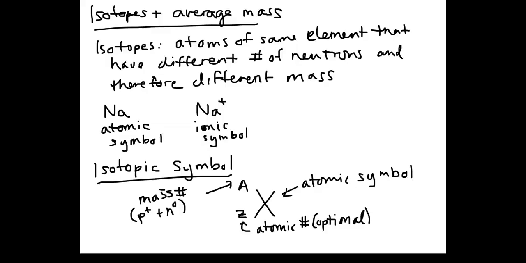So I'll give you examples of the three ways I accept isotopic symbols. Does everybody have that, or do you need a couple more minutes? Okay, it looks like a few people are still writing.